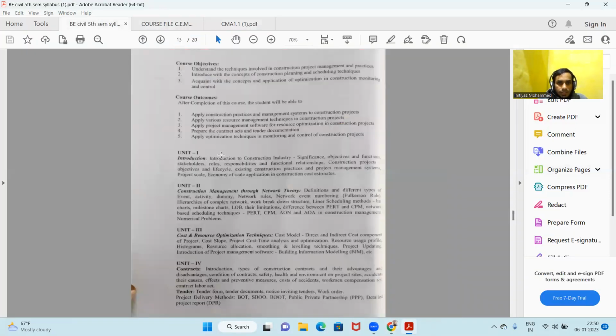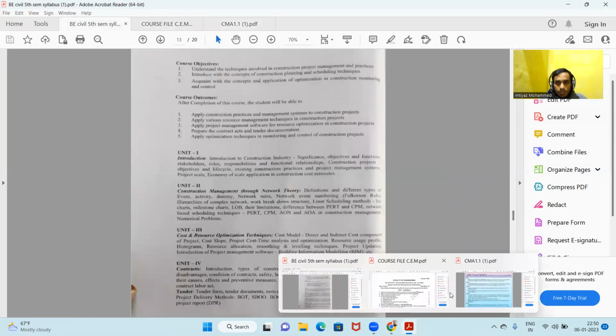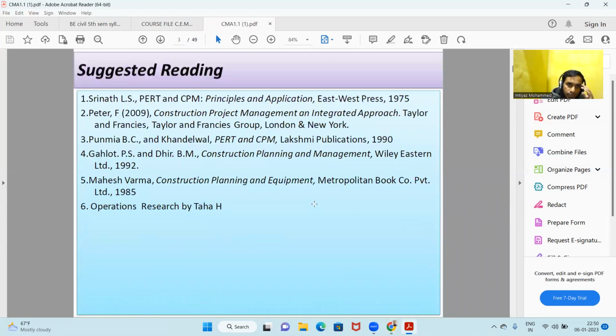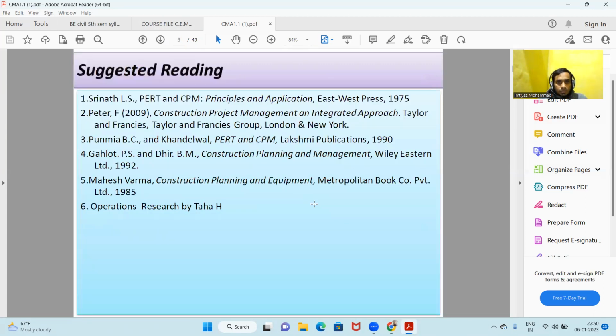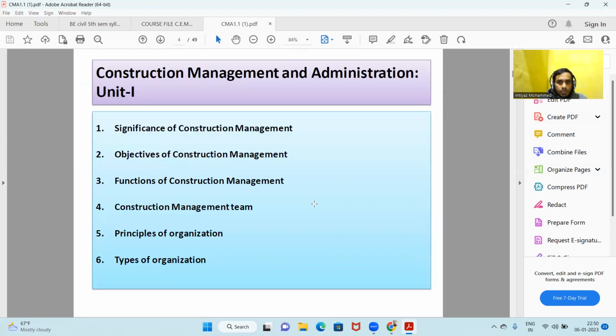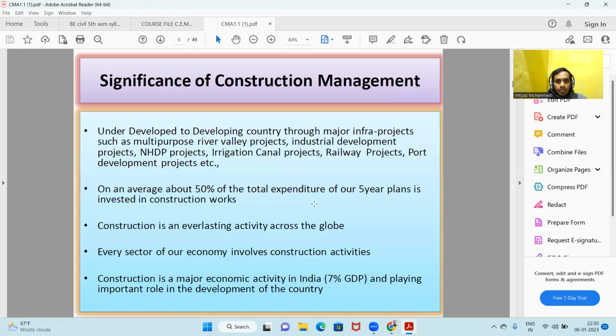Unit 1 starts with the introduction part, introduction to construction industry. Whether it's construction industry or construction management, as far as our topic goes, it means the same. So whether it's introduction to construction industry or introduction to construction management, it is one and the same. Let us now look at some of these topics. When we go for the introduction part, we look at the significance of construction management. Construction management is very important, as you see here. This is very crucial for underdeveloped economies and developing economies.